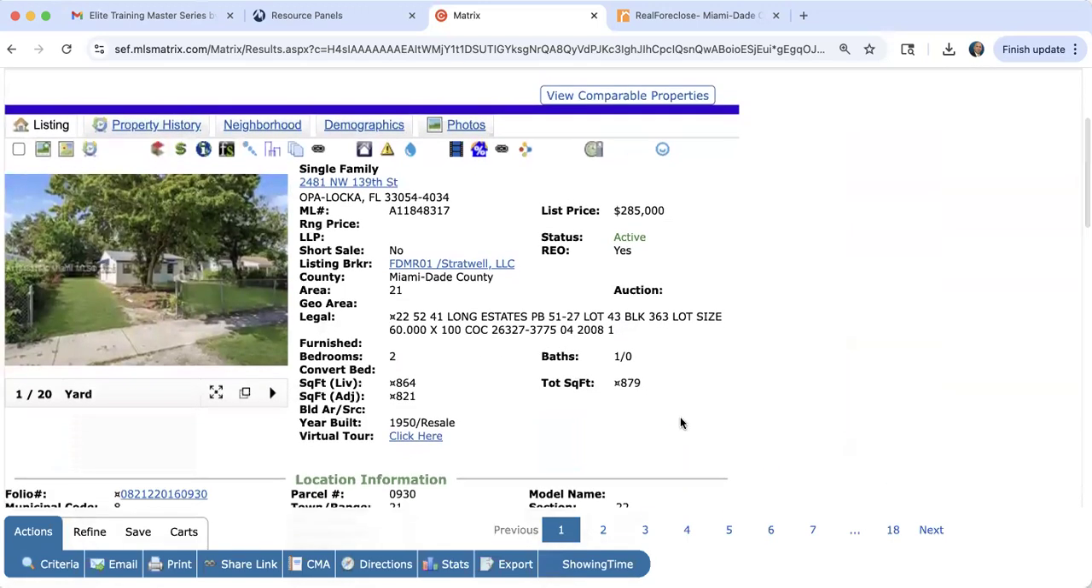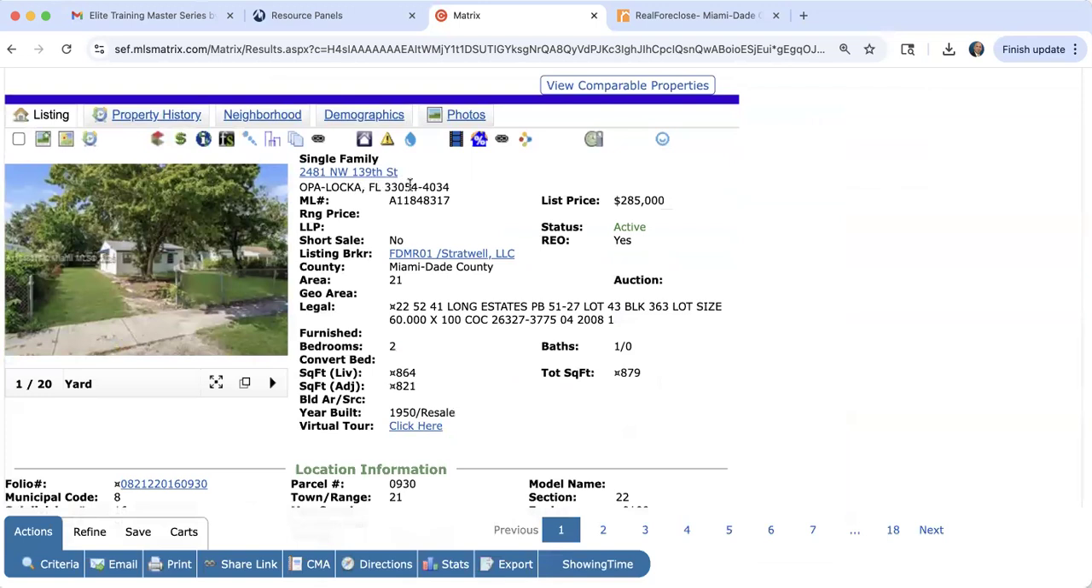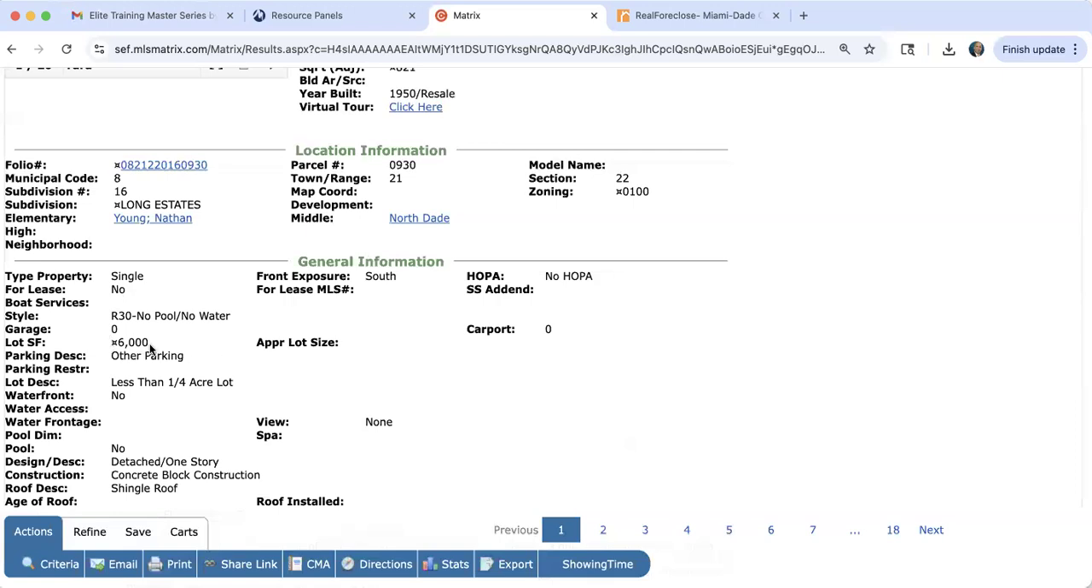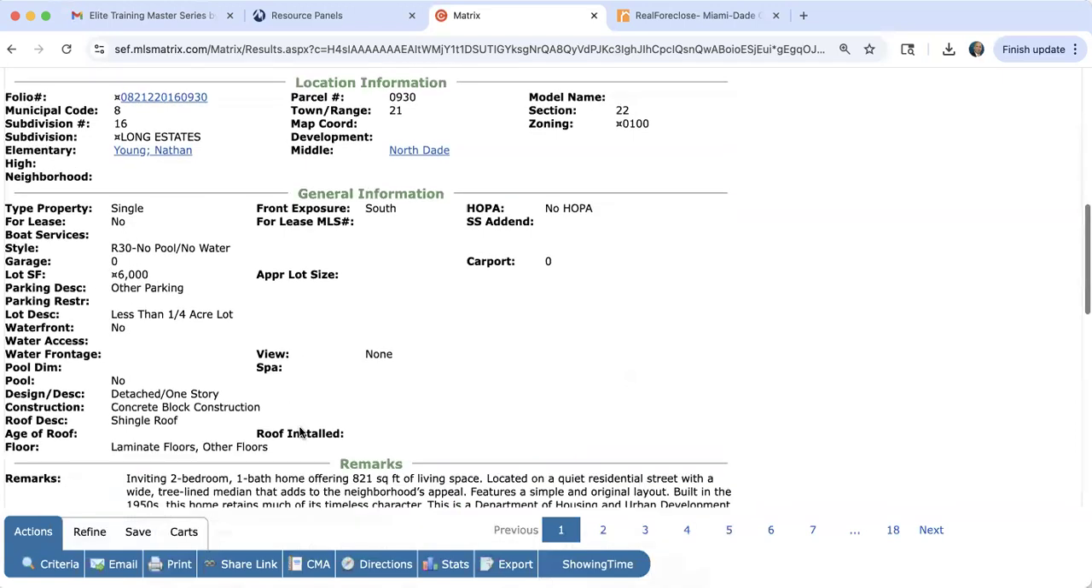So this property is a smallish property. It's only 864 square feet, total of 879 square feet, two bedrooms, one bathroom. This is in the Opa-locka neighborhood of Miami. So it's actually a city, Opa-locka. And then it's a 6,000 square foot lot. So it's actually a large lot.